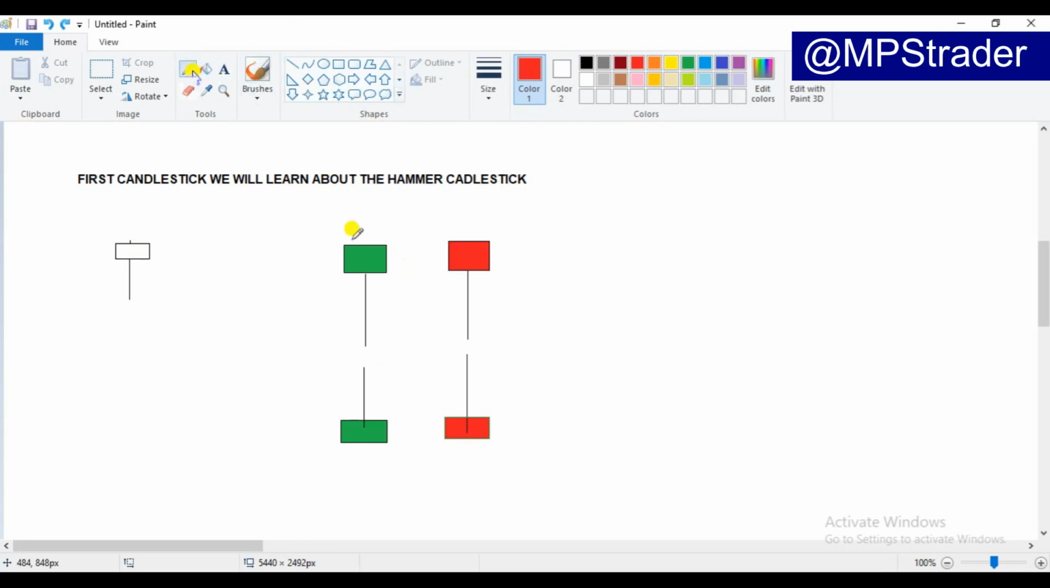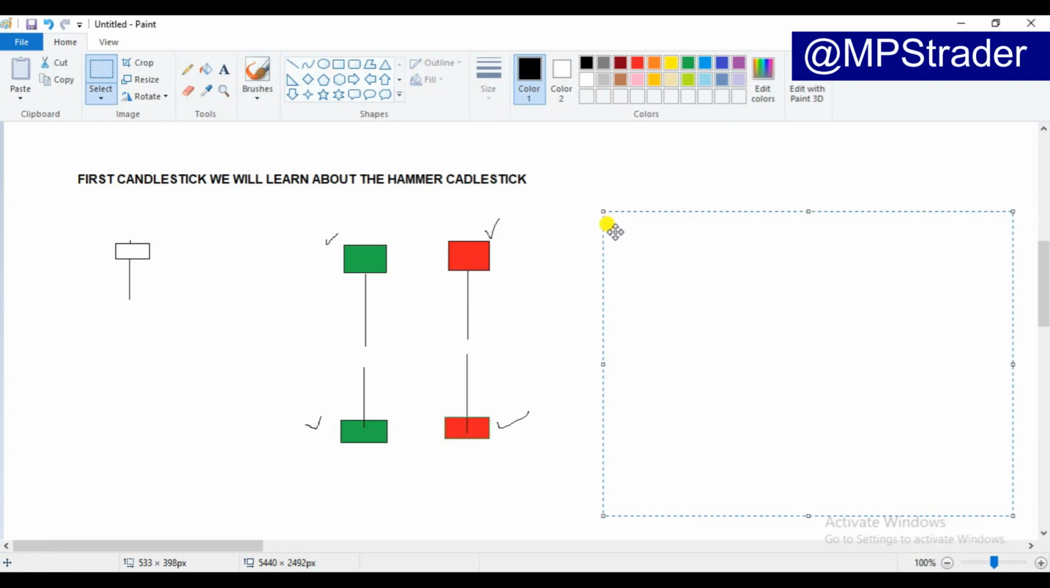So this is a hammer. It's a bullish hammer, and this is a bearish hammer. So this is a bullish hammer, right? Bullish hammer, bearish hammer, and this is an inverted bullish hammer, and this is an inverted bearish hammer, and we also call this a hanging man. So what is the purpose of this hammer candlestick or inverted hammer candlestick?